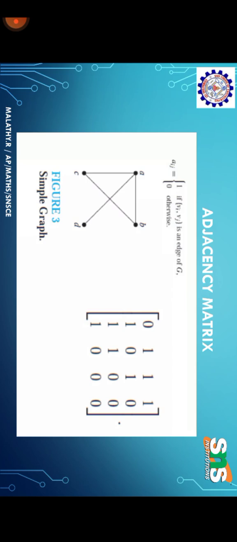A to B is there, so we can give 1. A to C is there, so we can give 1. A to D is there, so we can give 1. In the same way for the second row: B to B is not there, so we mention the second row, second element as 0. B to A is there, so 1. B to C is there, 1. B to D is not there, so we give 0. In the same way we can complete our third row and fourth row. So this is the adjacency matrix for the simple graph.